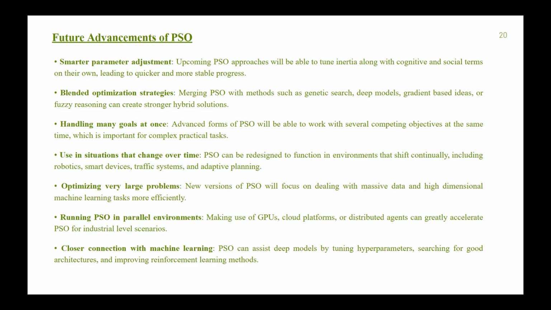Fifth point being optimizing very large problems. For now, the current versions of PSO do not deal with higher data, but in future versions they can also deal with massive amounts of data and higher dimensional machine learning tasks. Sixth point is PSO in parallel environments. So we can use GPUs, cloud platforms, or distributed agents, which can greatly accelerate PSO for industrial level scenarios. Last point being the closer connection with machine learning. As PSO is assisted by very deep models, it can also look for better models to continue advancing in the future.